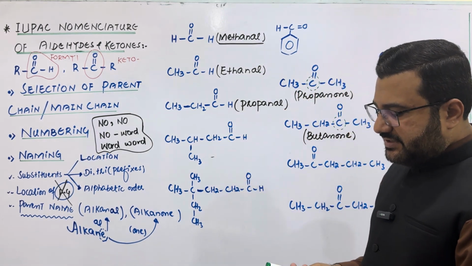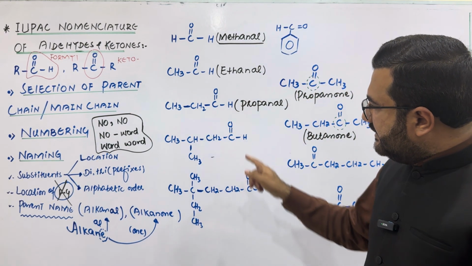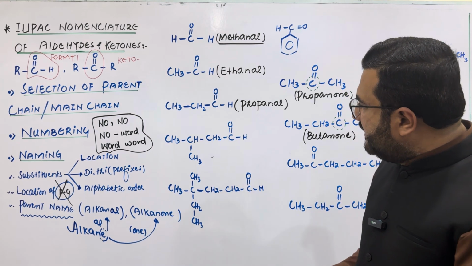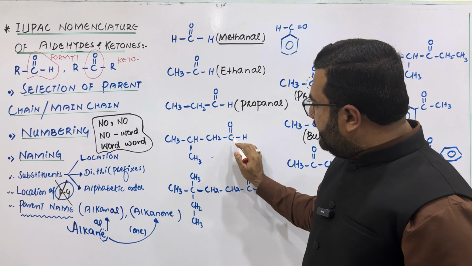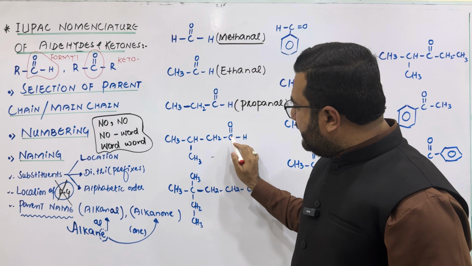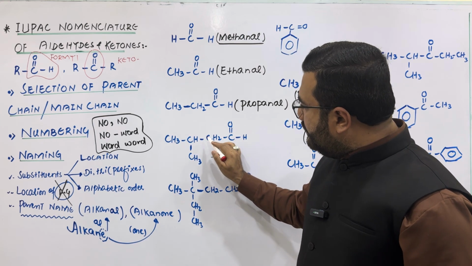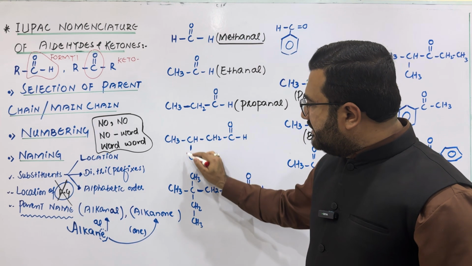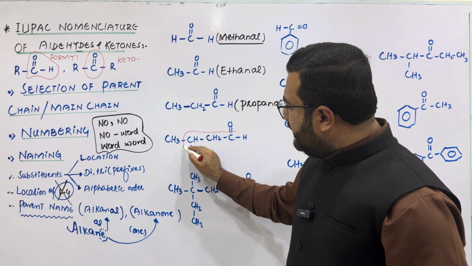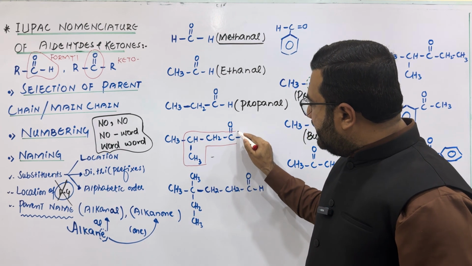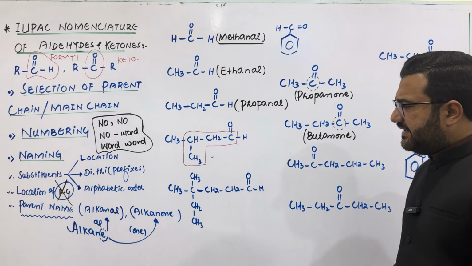In case of aldehydes, that will be alkanal, and in case of ketones, that will be alkanones. Now let us name some complex aldehydes and ketones, just like this one. In case of this aldehyde, the parent chain can be 1, 2, 3, 4. It can be a straight chain, or 1, 2, 3, 4, it can be a chain like this. So you can select any of them as the parent chain. This is the parent chain.